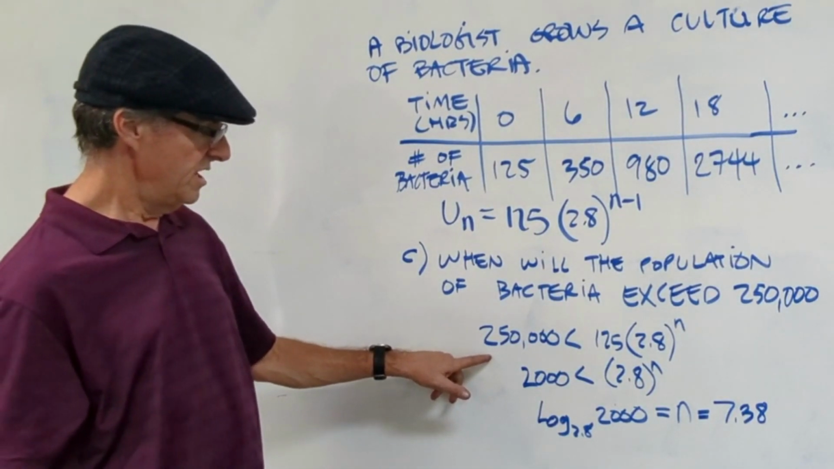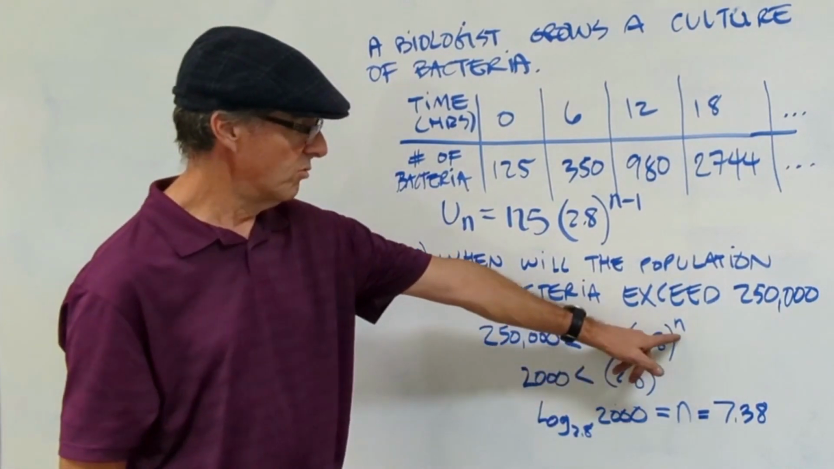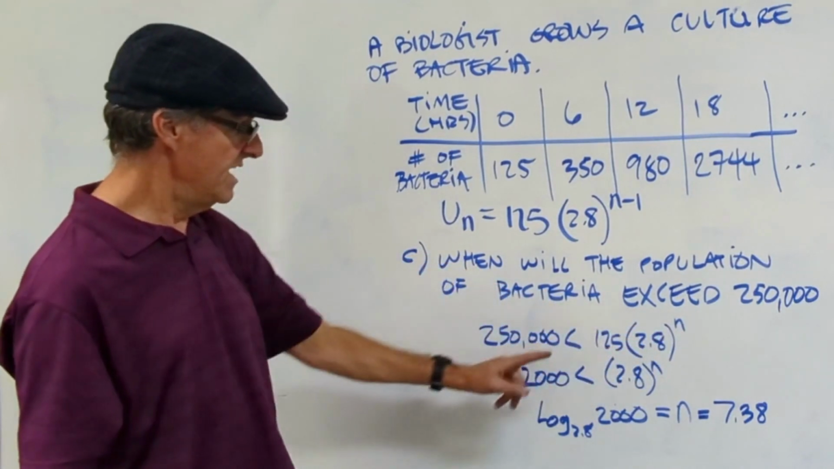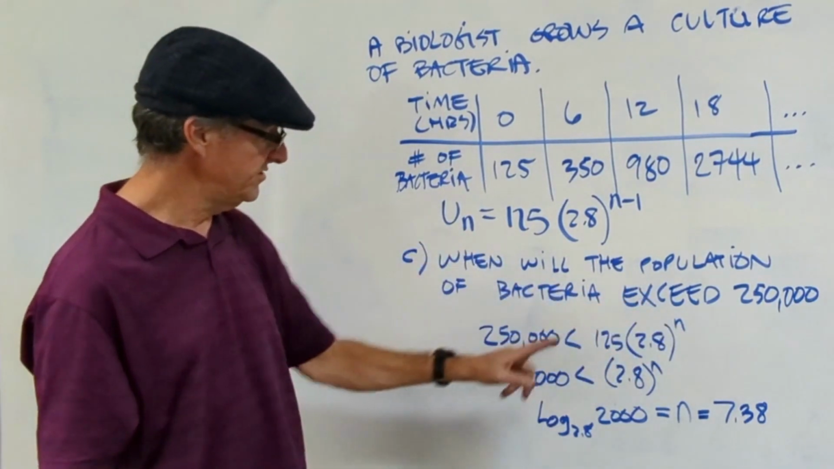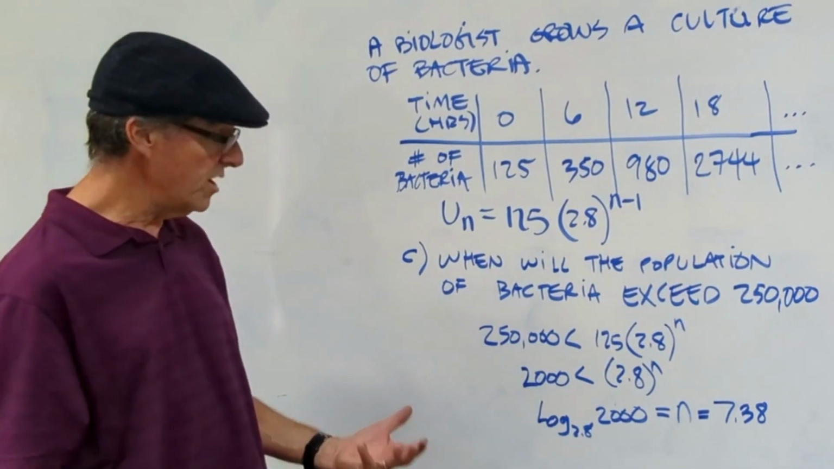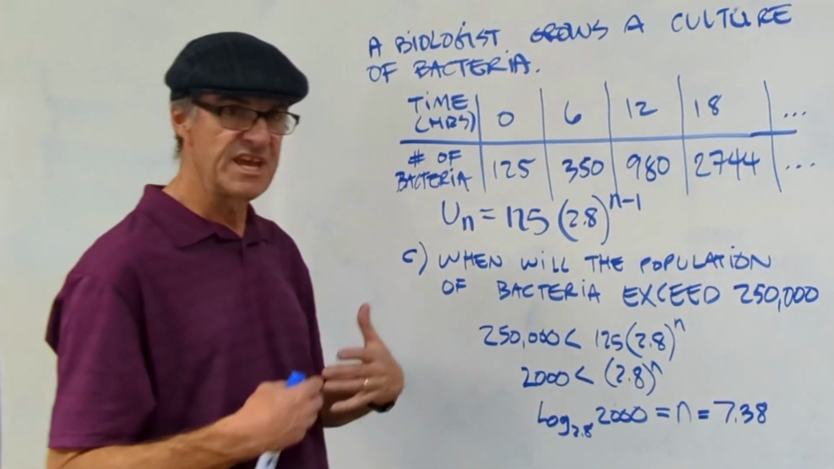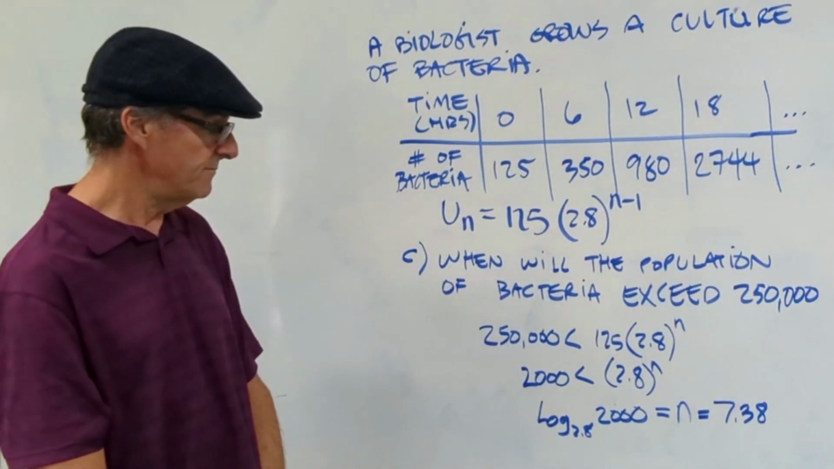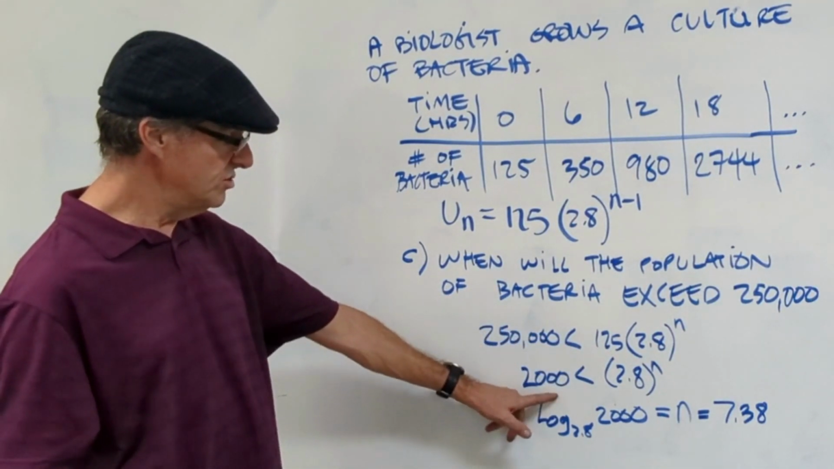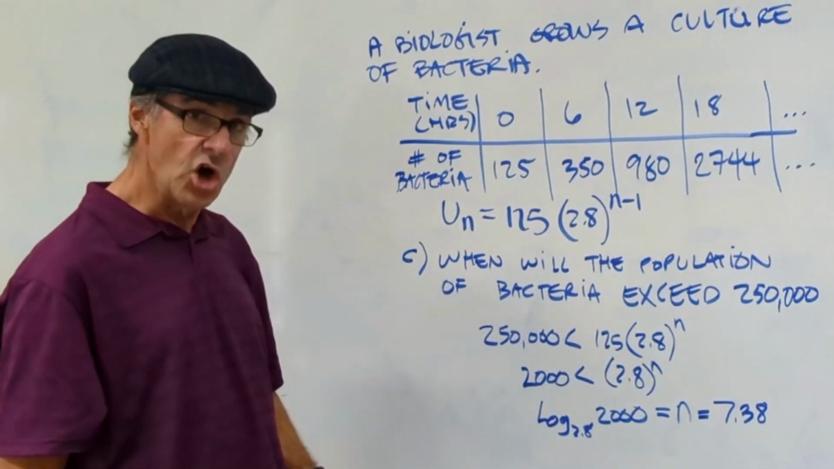What I get here is 250,000 has to be less than this number where I have my n. I don't know the number of term that would take me to get to the point where the population is greater than 250,000. So now I'm just going to treat this like an equation going forward. I want to find the n that hits that number, and then I just have to say it's past that point in time. So what I have, I divided through by 125, and I get 2,000 is less than 2.8 to the n power.